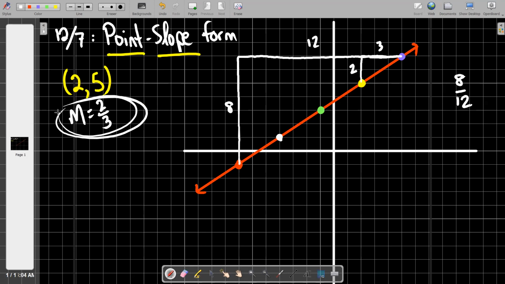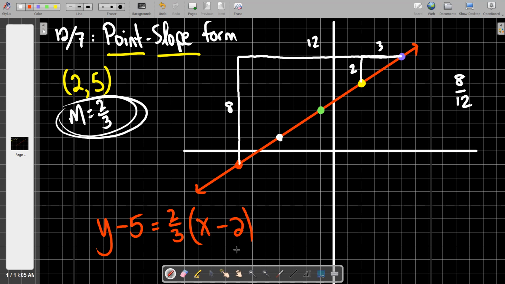So I've got the point and I've got a slope. Did anyone want to take a stab at what the point slope equation of this red line would be? Y minus 5. Yep. X minus 2. Gorgeous answer. Way to get in there and get her done. That's how you'll be writing today's answers.